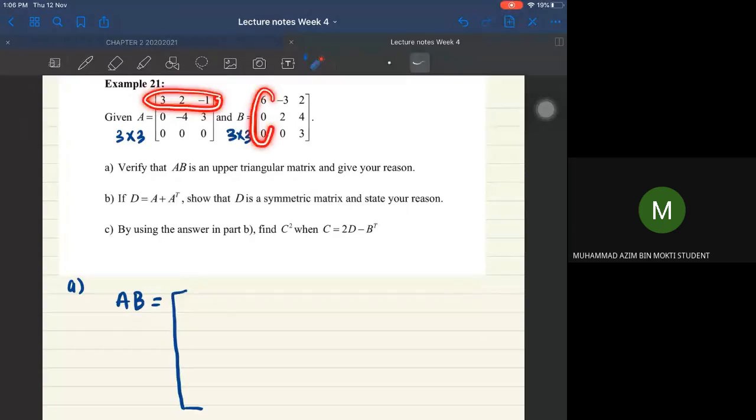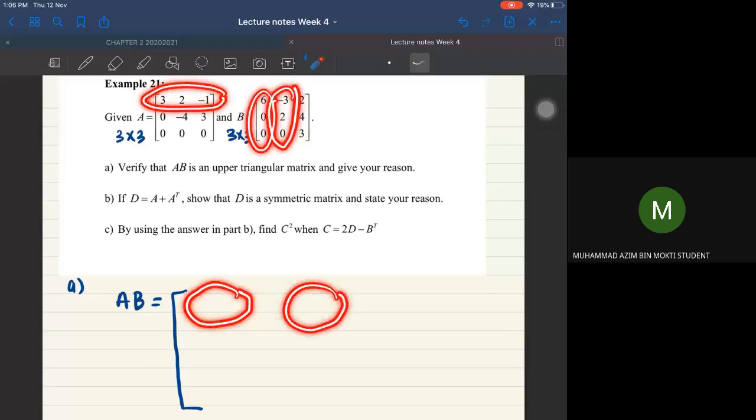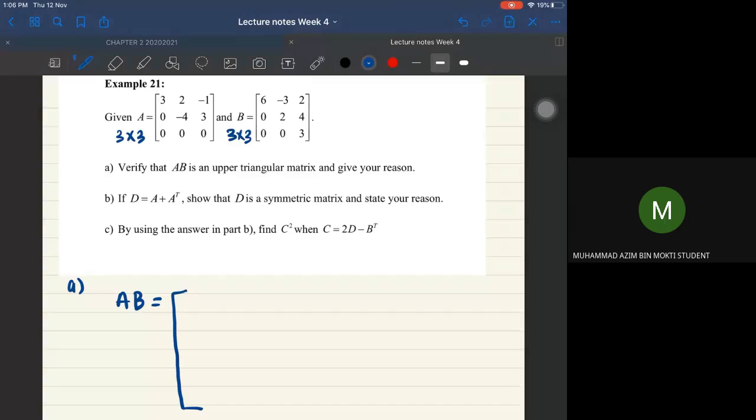dengan the first column. The first row dengan the first column, you akan dapat the first element here. The first row dengan the second column, you akan dapat the next one here. Okay, same goes for this one. So, you akan dapat kat sini. Okay, so saya tunjuk satu. So, 3 darab 6 tambah 2 darab 0 tambah 2 darab 0. So, yang ni untuk elemen yang pertama lah.